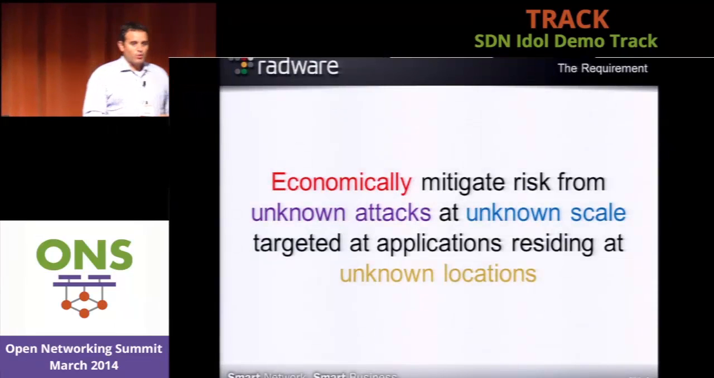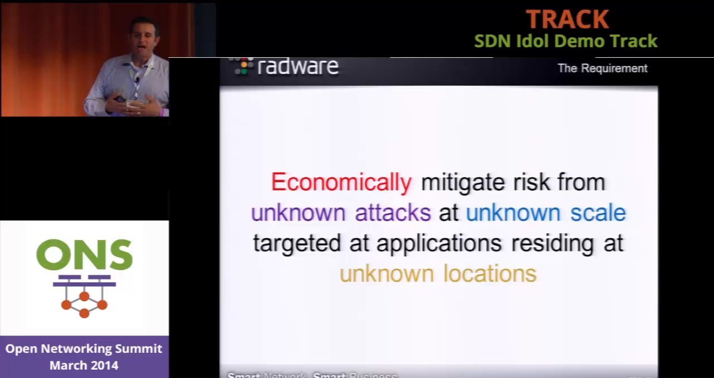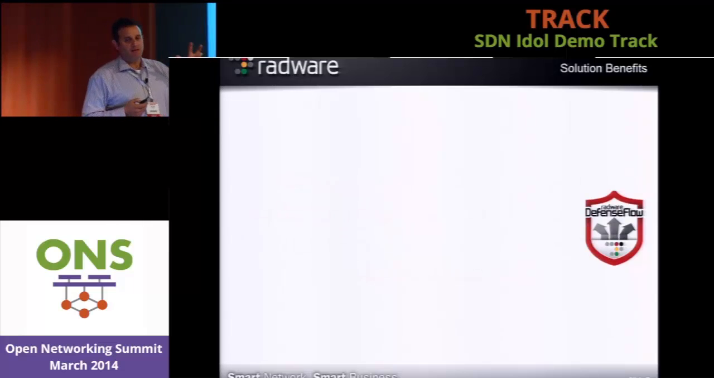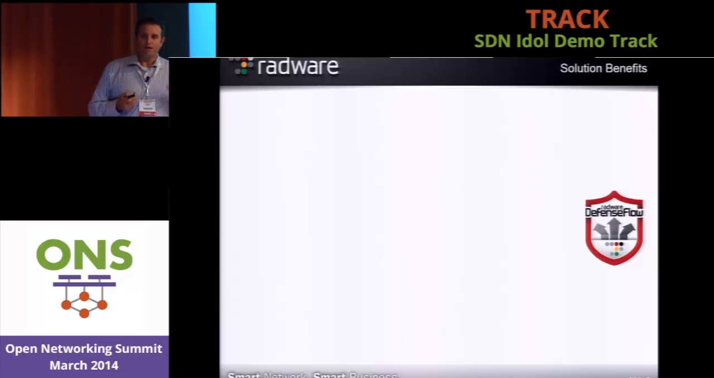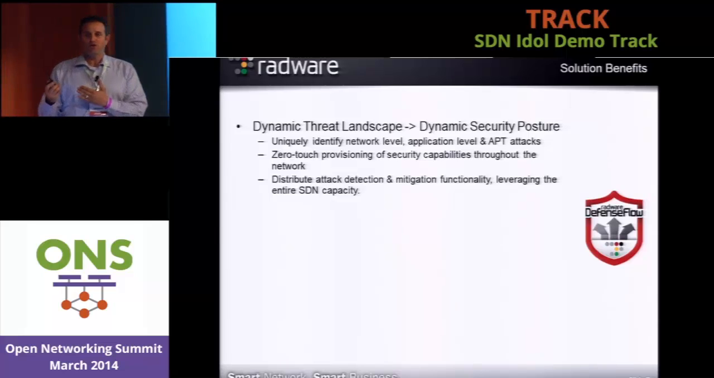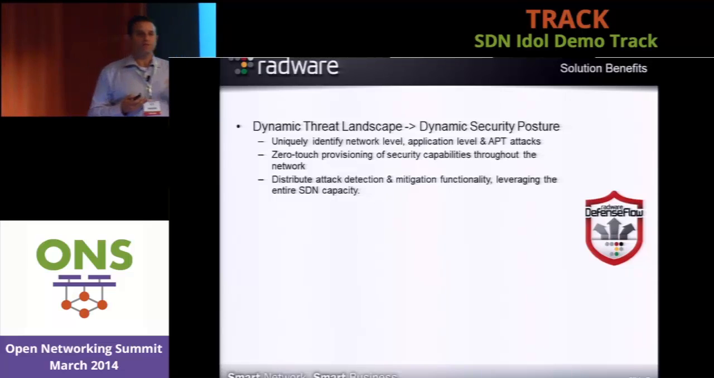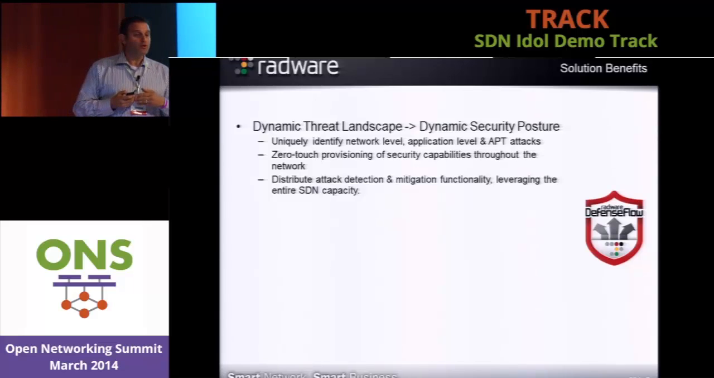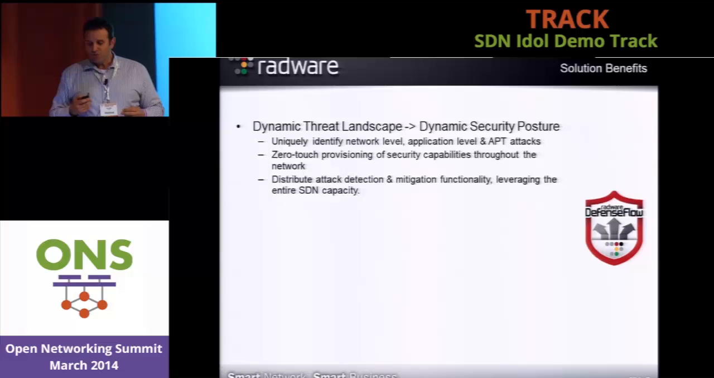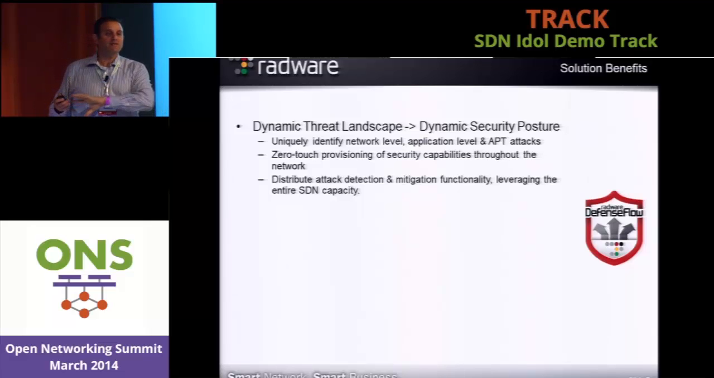So the requirement was to economically mitigate risk from unknown attacks, of unknown scale, where the applications really reside in unknown locations. And that's really been the requirement. The way we're addressing it is by three main benefits or innovation categories. One is matching this dynamic threat landscape with a dynamic security posture. Dynamic security posture can really identify attacks throughout the network in a unique manner by using our algorithms that are field proven on our appliances, by being able to automatically provision security capabilities throughout the network, be it virtual appliances or ACLs, and by the ability to distribute the detection and the mitigation of the attacks, using the entire capacity of the network.